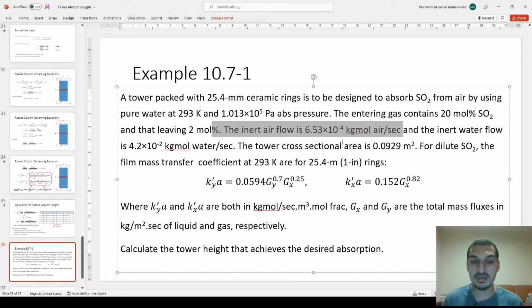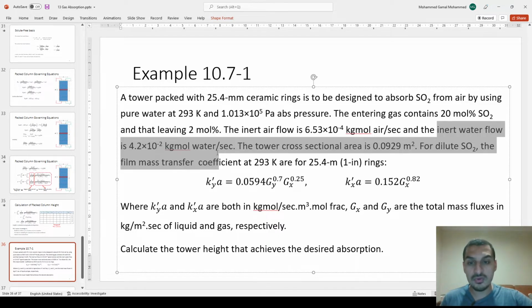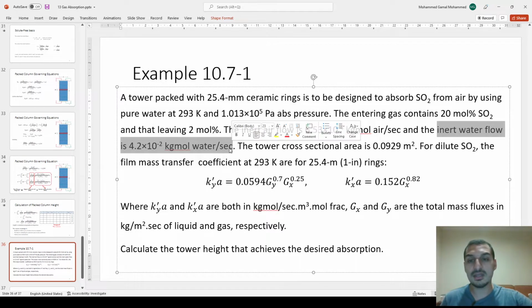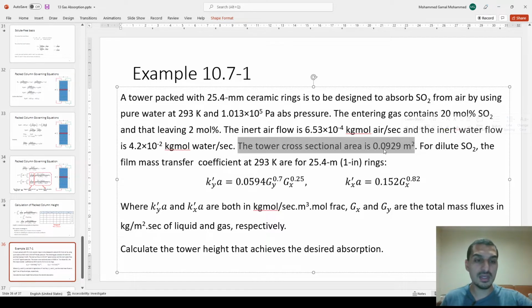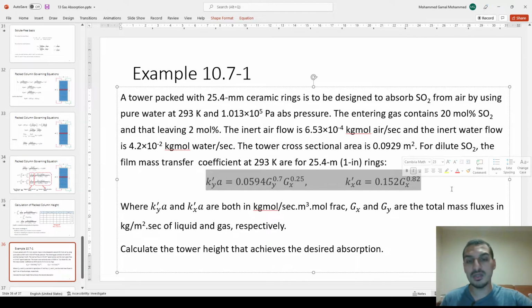So this is on the solute free basis, and I know that the inlet water flow rate is with this flow rate, again, the inert water. So this is the solute free basis. The tower cross section area is given, so I know it, and I know that for this packing that I have at this temperature and pressure, the volumetric mass transfer coefficients can be calculated from these equations. So this is the useful relation that I'm gonna use.